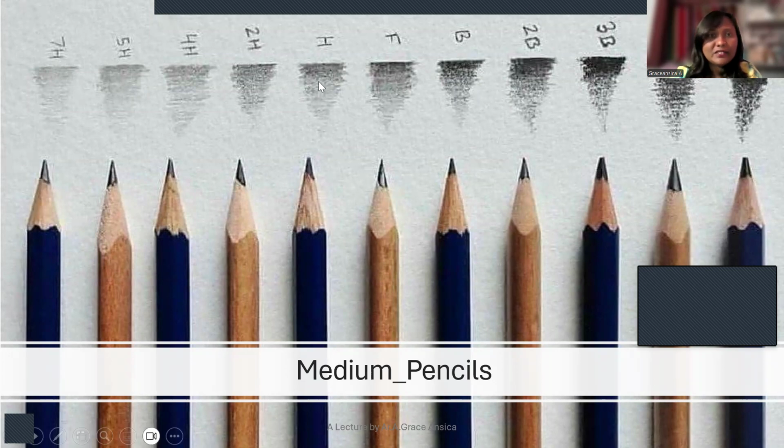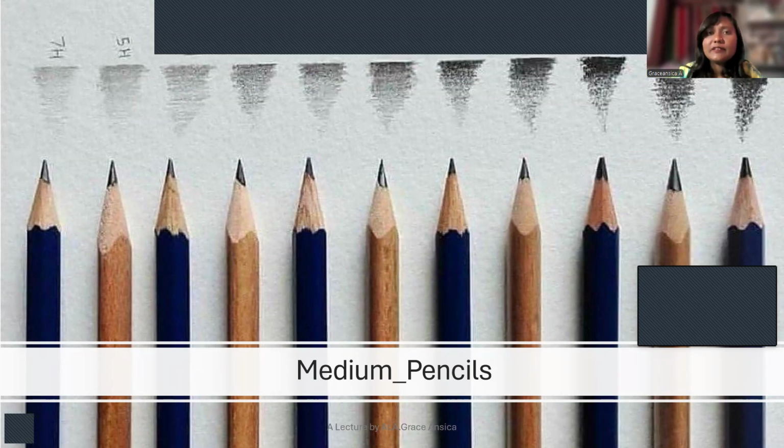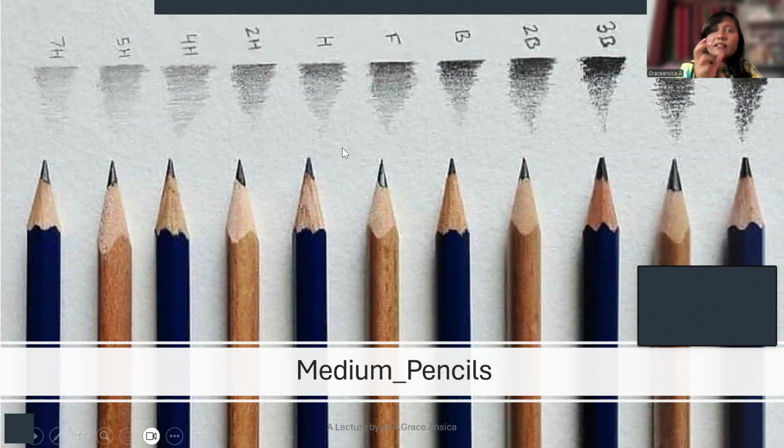This is H, 2H, 4H, 5H, 7H. As it goes to the left side, the darkness becomes lighter. As it goes to the right side, you can see that it is increasing. So as the number of B increases, it is going to be darker in nature. As the number of H increases, it is going to be lighter in nature. Now, what do H and B denote? Usually B means blackness and H means hardness of the pencil. Your graphite is made in such a way that these tonal differences are the output of the pencil.